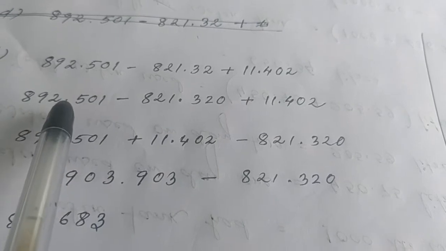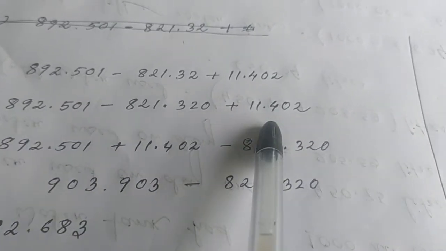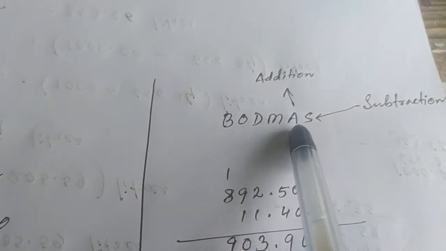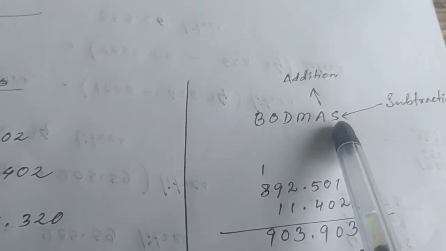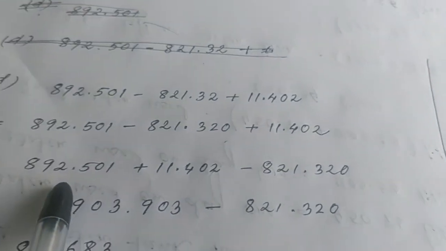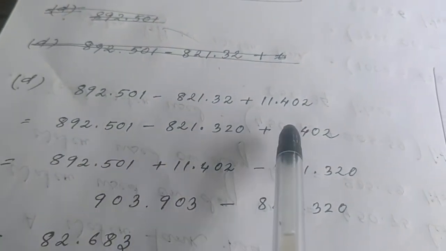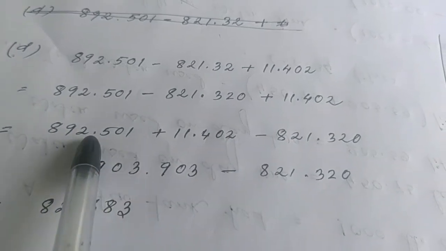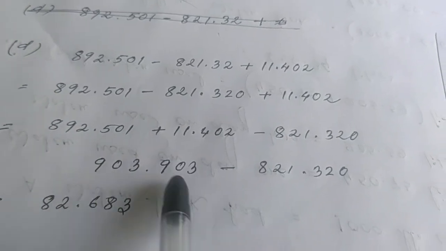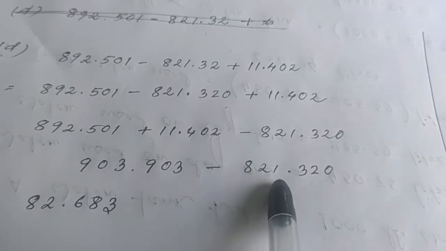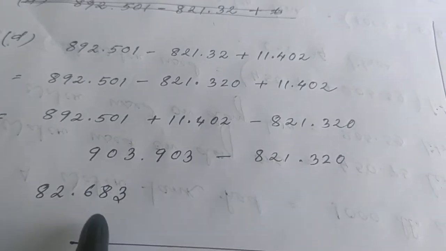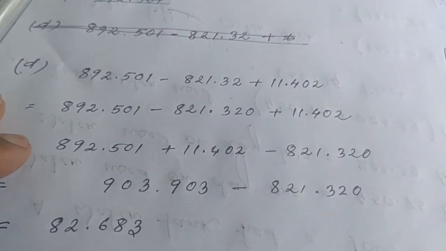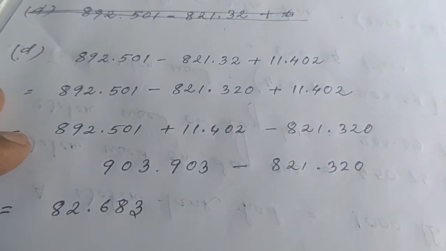Why I am writing this 2 together? Because of the BODMAS rule. BODMAS rule says that first addition comes and then subtraction. So first you add these 2 positive numbers, then you subtract. Okay. So by adding these 2 you got 903.903, and if you subtract this one, then you will get 82.683. So this is question number 6.